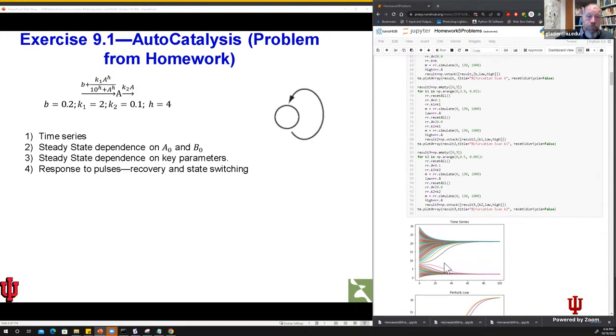Here's the time series. And we see that there's a range. If I start above about 8, in this case, I come to a high value. And if I start between 0 and 7 point something, I come to this lower value. So I have two stable steady states for these parameters. Why do I have two stable steady states? What does this Hill function look like? This Hill function determines how fast A grows. And if the value of A is small, the value of this Hill function is small. So if this Hill function is small compared to the dissipation rate, K2, then I'm never going to be able to accumulate a lot of A. I'm getting rid of A faster than I'm gaining A.